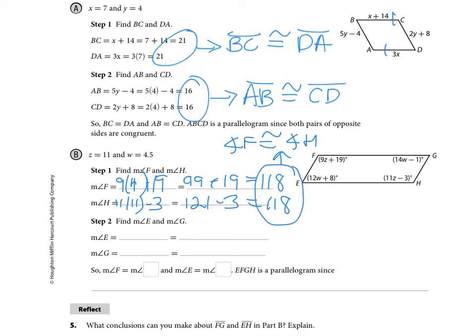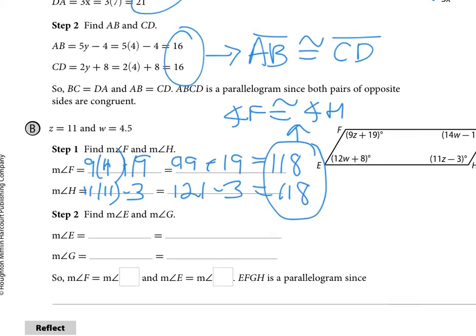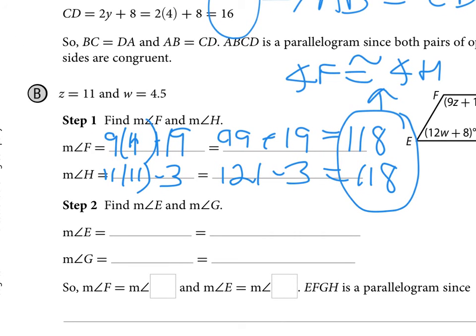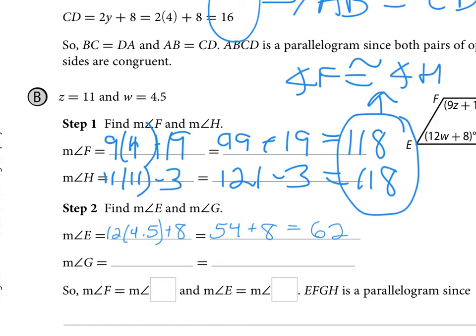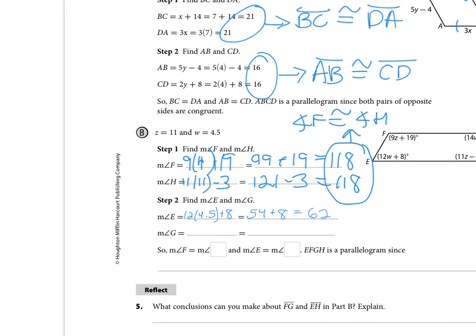Step 2, we're going to verify the other variables now. We're going to put 4.5 in for w. I'm going to zoom in a little bit here so we can write this a little neater. Okay, so for the measure of angle E, we get 12 times 4.5, and then we add 8 to that, which is 54 plus 8, and we get 62 degrees there.